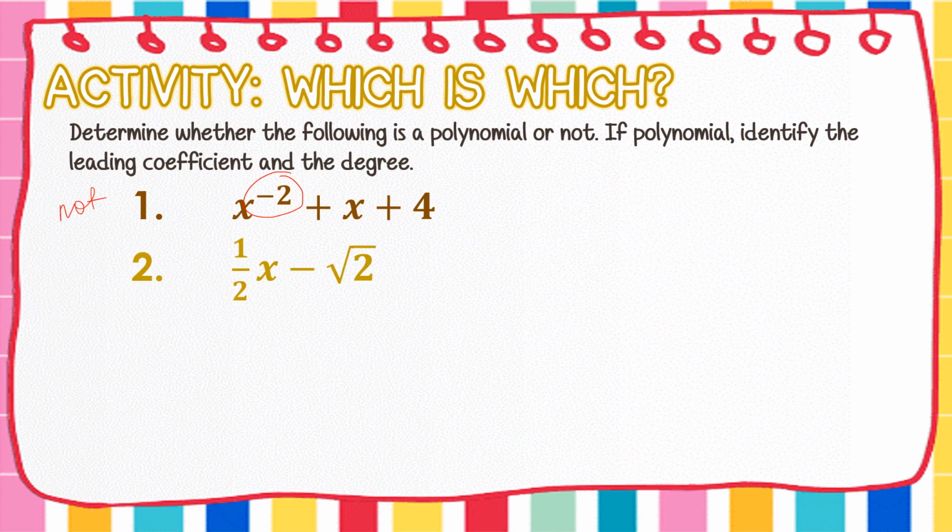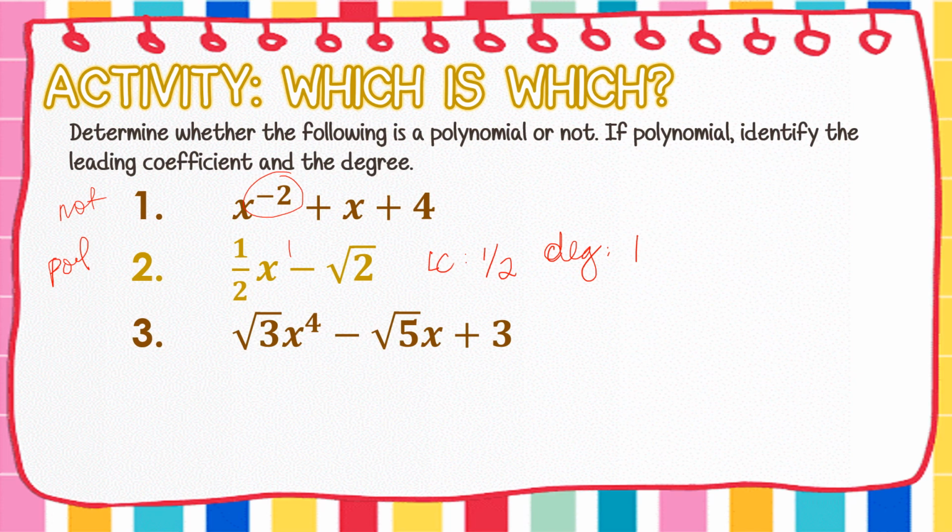Number 2, is this a polynomial? Yes. Polynomial yan, no? Ang ating leading coefficient is 1/2. Ang ating constant term, ano ba yung, okay, sorry, hindi pala tatanong constant term. So, degree, ang ating degree ay 1. Kasi ito yan, 1. Hindi na natin inilalagay yun. So, this one is a polynomial.